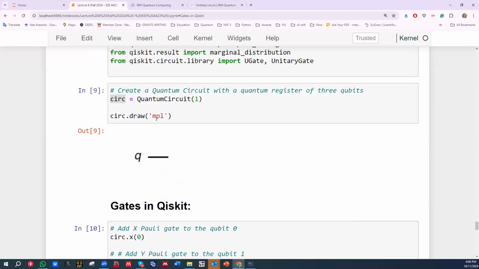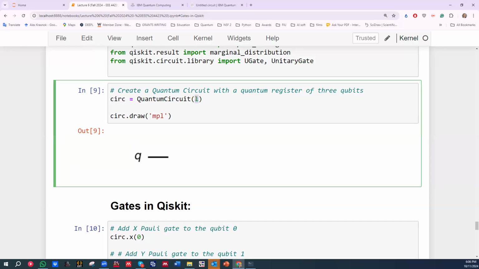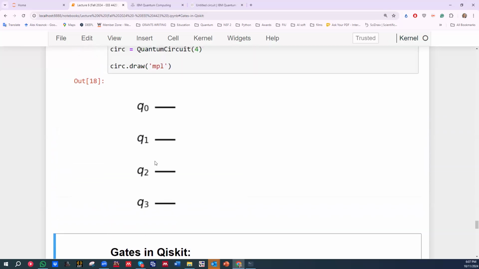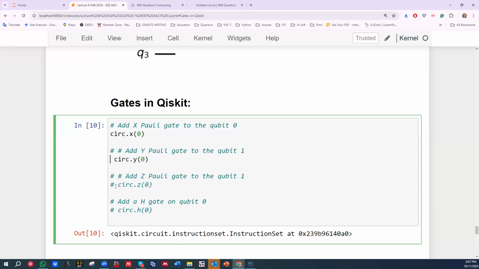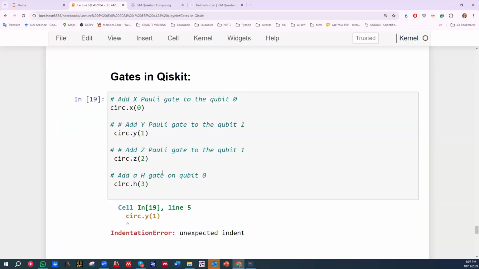To draw a more complex circuit, I can, for example, put something like 4 here. It will be 4 qubits, 0, 1, 2, 3. I can add some gates, for example, X to the first one, then Y to the second, Z to the third, H to the 1, 2, and then 3. Right. So running all of them at once.